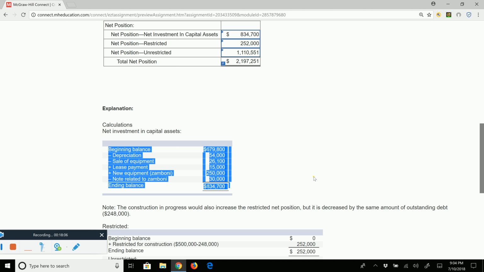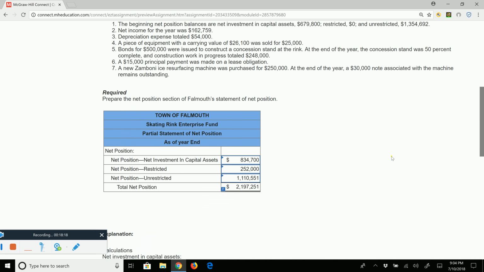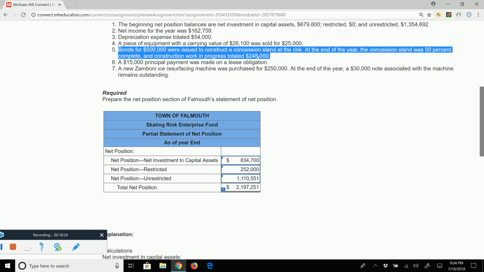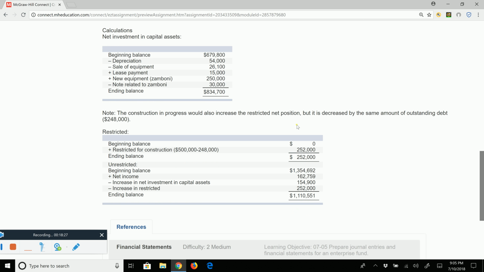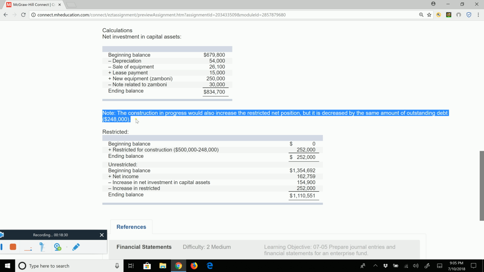Because, yes, the construction in progress went up $248,000, which increases your net investment in capital assets. But guess what happened to your debt? It says the bonds were $500,000. Now that we've spent $248,000 of it, that means $248,000 is now the outstanding debt that is connected with the fixed asset. And the debt of $248,000 offsets the work in progress, the WIP of $248,000. So it nets to zero.